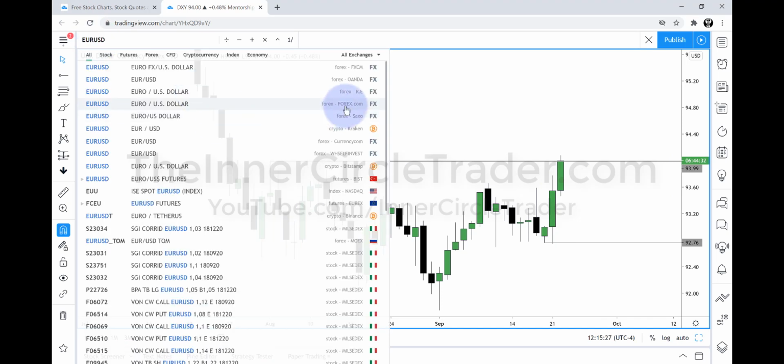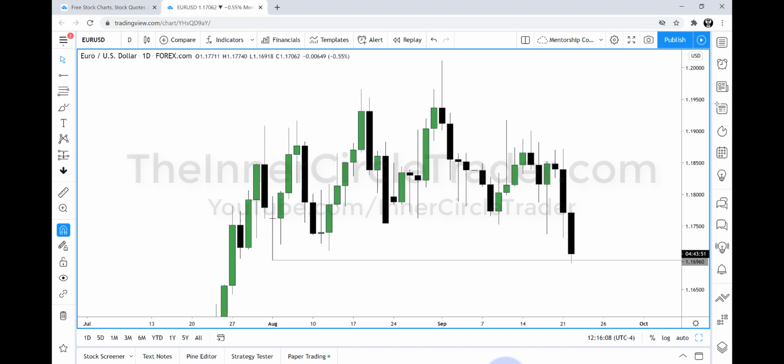And this is the one I use for it. Now you can see there's several different brokerage feeds you can pull from. I like Forex.com. All right, so here's the euro dollar daily chart. And as you would expect, the mirror image of these lows over here, that was the target I was aiming for today, for a day trader's model.